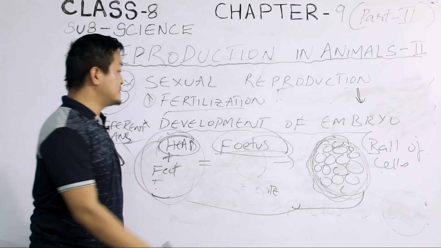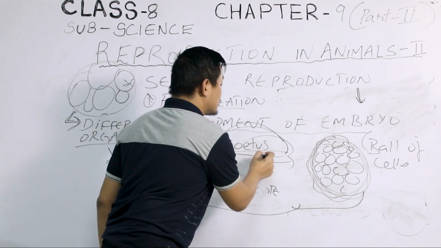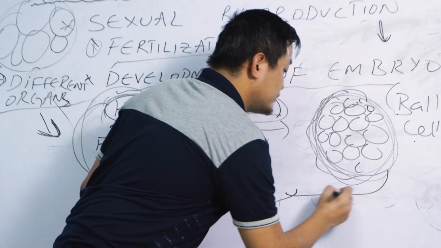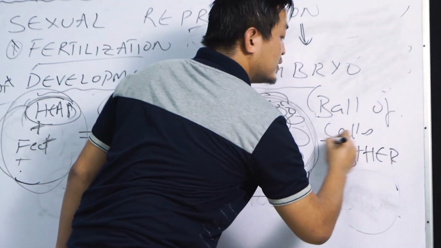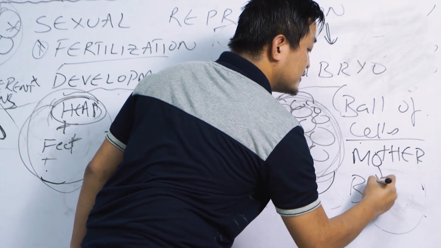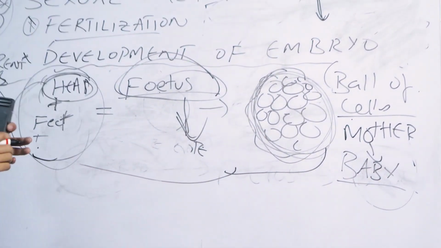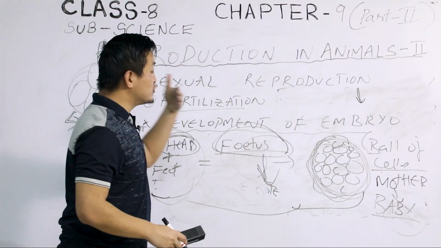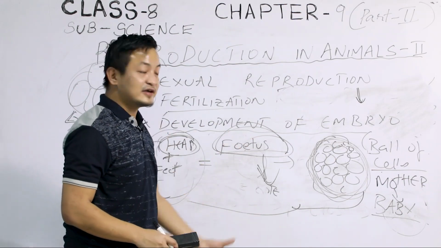Okay, fetus. Now, after 9 months, what will happen? After the complete development of the fetus, the mother will give birth to the baby. Clear? So students, this is the basic step, okay? And then when you go up to higher classes, you'll study in more detail, okay?